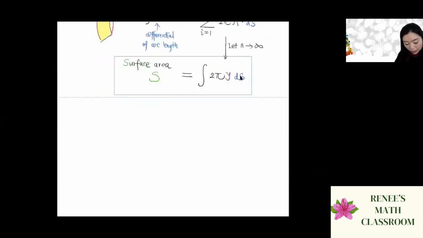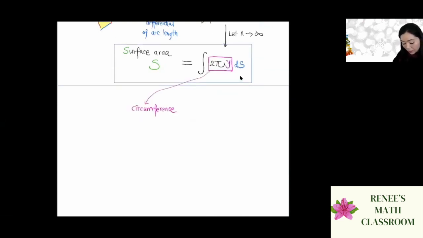Now let's try to understand this. What is this 2 pi? Try to think about this. This is actually the circumference of the circle. So this is the x-axis. If you rotate about this x-axis, you have this, and you take this x. This is x comma y. So you take this point and rotate this point about this x-axis. That's the circumference of that circle over there.